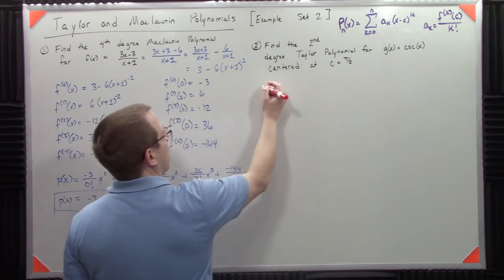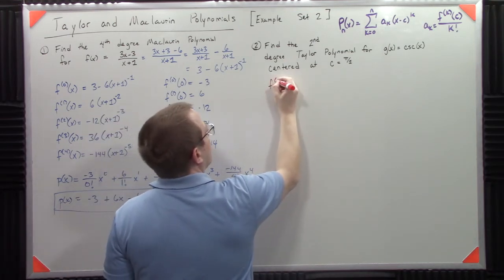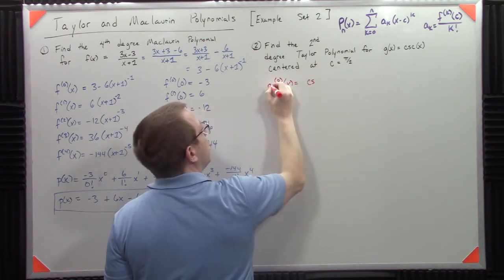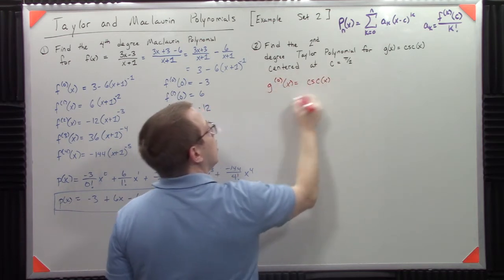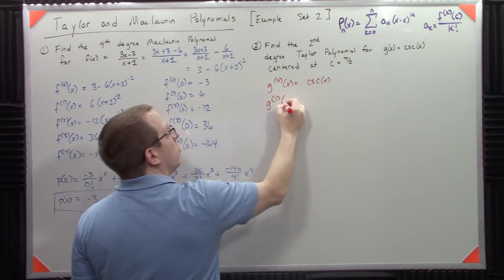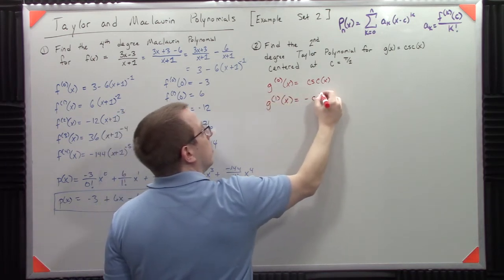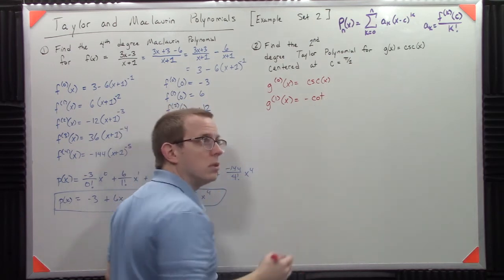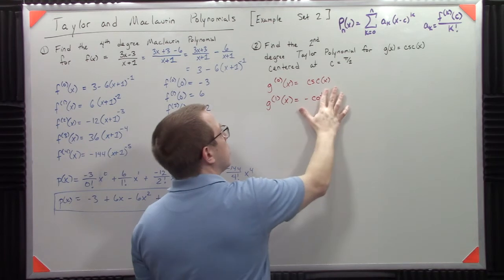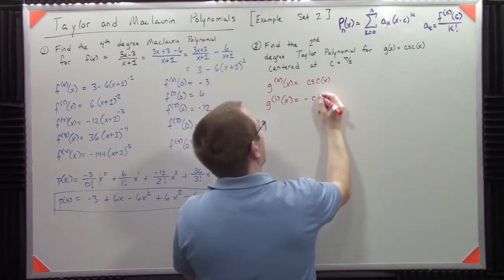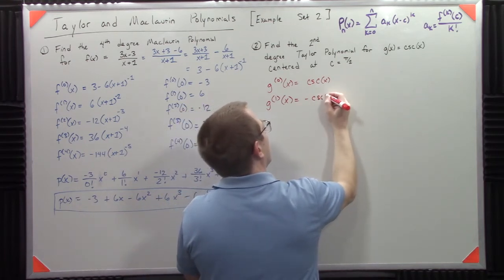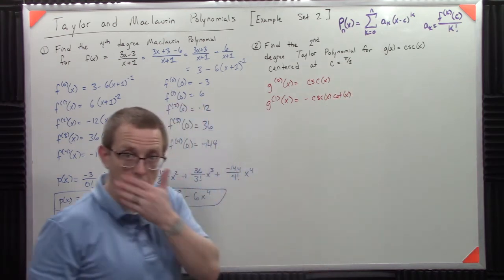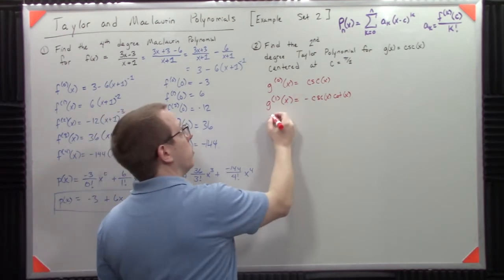So we're going to do the same thing. We say, all right, the 0th derivative is just my function. Well, in this case it's g. My first derivative is negative cosecant x cotangent x. So you have to do that, and then you have to take one more derivative because we're doing a second degree.